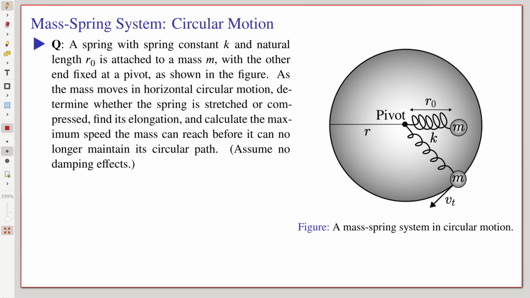In this video, we are going to solve a problem based on circular motion involving a mass spring system. Let us read the question. A spring with spring constant K and natural length R0 is attached to a mass M with the other end fixed at a pivot, as shown in the figure.